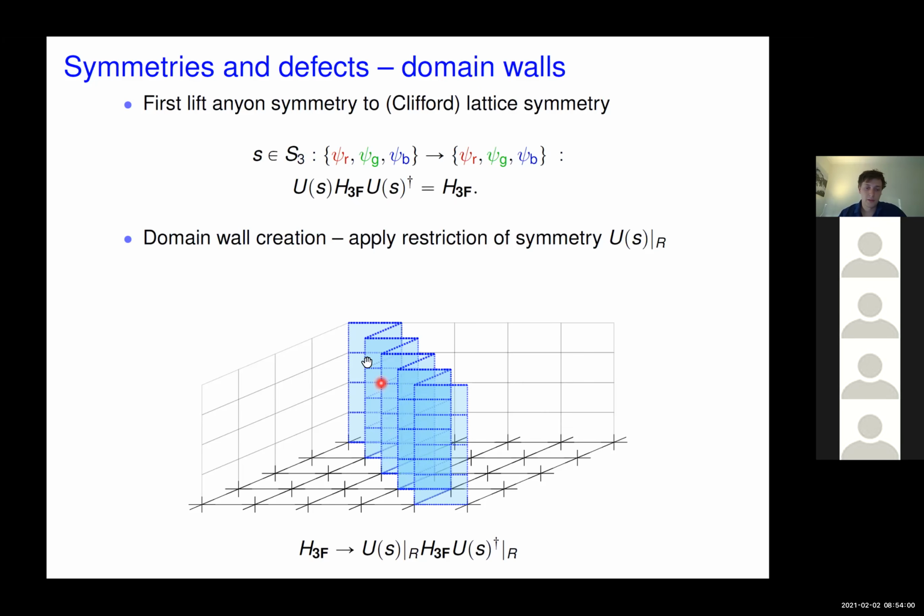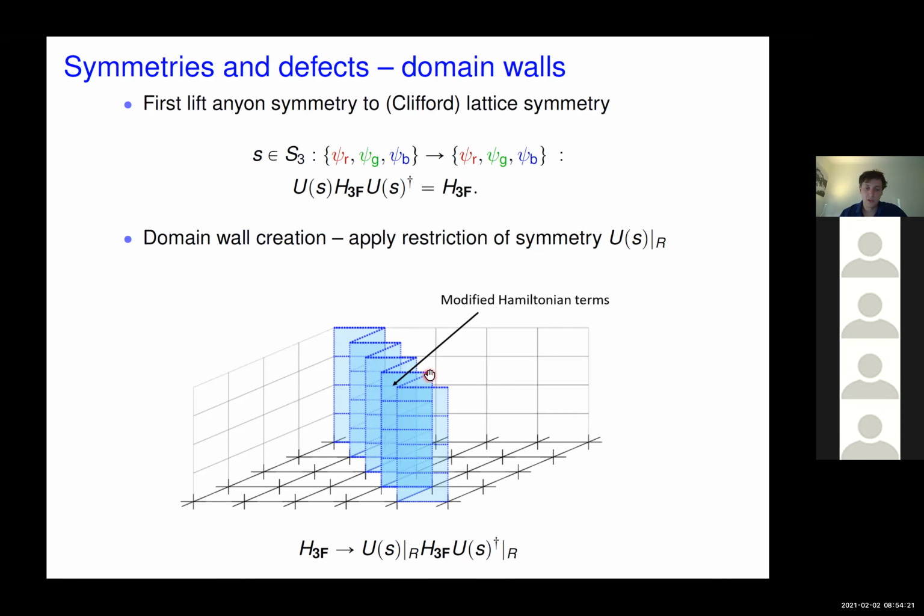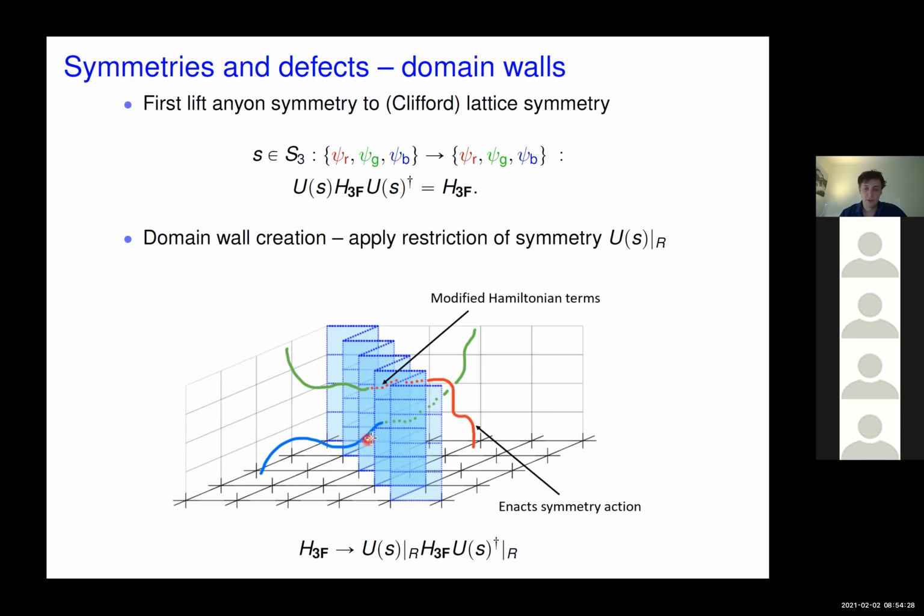So let's consider the simple case of creating a domain wall. Let's take a region here, let's say this right-hand region, and we consider restricting the symmetry to that region. If we apply this restricted symmetry to this region, then it leaves the Hamiltonian within the interior invariant, since it's a symmetry of the Hamiltonian. But what it can do is result in some modification to the boundary of that region. So all the terms along here can be modified. And this modified region on the boundary defines a domain wall that exchanges the fermion world lines according to the symmetry element as depicted here, right?